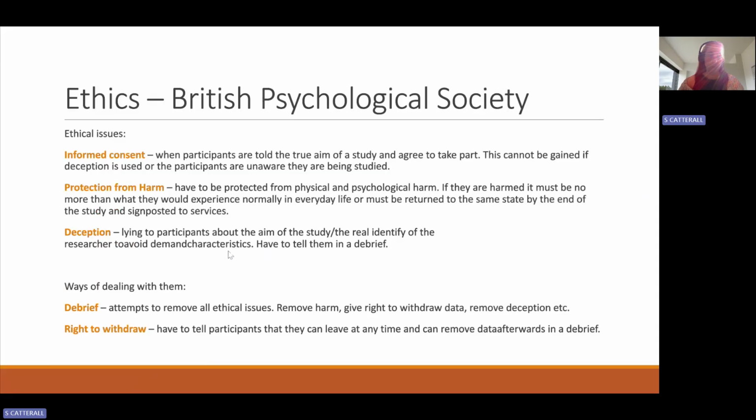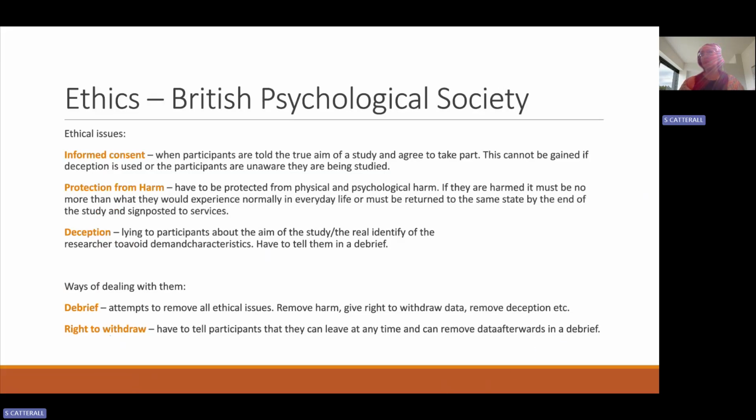And then ways of dealing with it. So we can debrief them at the end, which means that we can remove the harm because we can signpost them to psychological services like counselling. We can give them the right to withdraw their data. And we can also remove the deception by telling them about the true aims. Or you can give them a right to withdraw. So this can be at the beginning, you can say, oh, you can leave anytime you want. Or you can remove the data in a debrief afterwards.